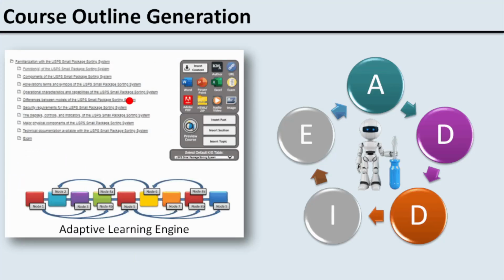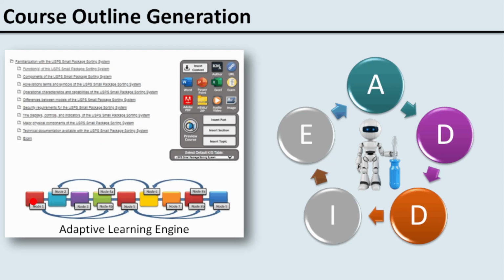Okay, so we've got our course outline generated. What this course outline does is give you the ability to add content manually to meet one of these objectives, or add content as a subordinate element within one of the objective sections. It also gives you the ability to construct an adaptive learning profile.